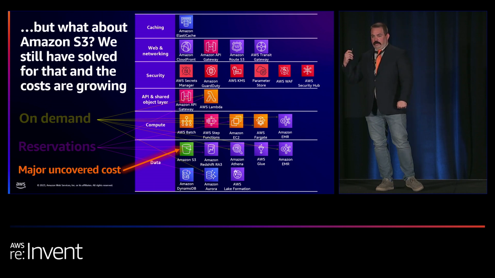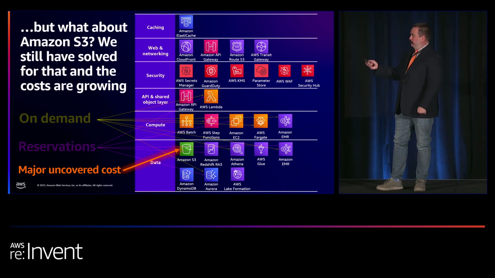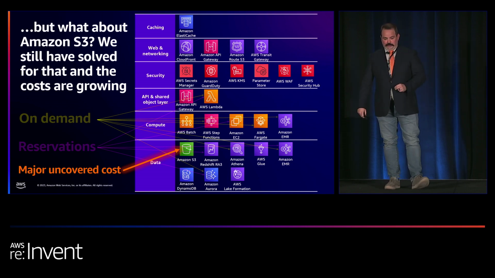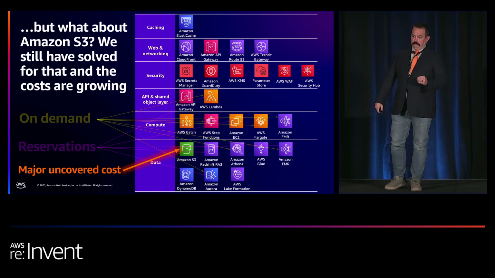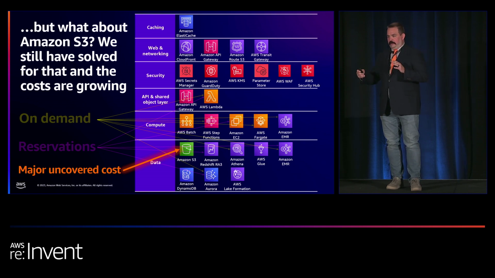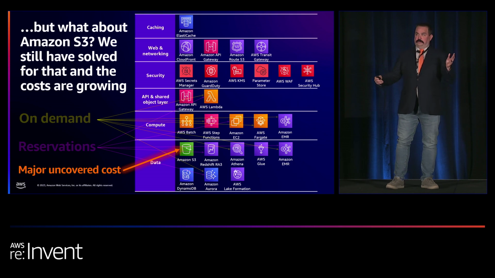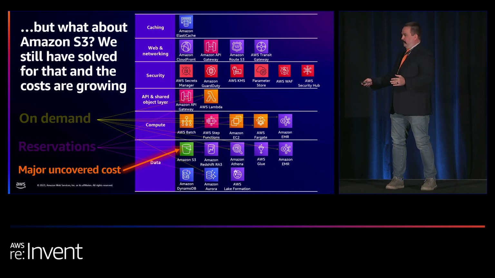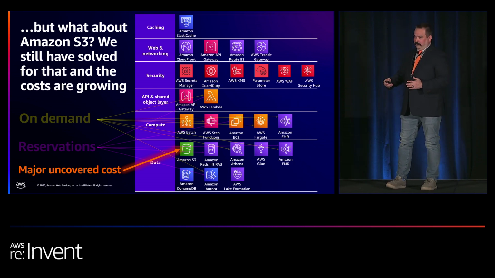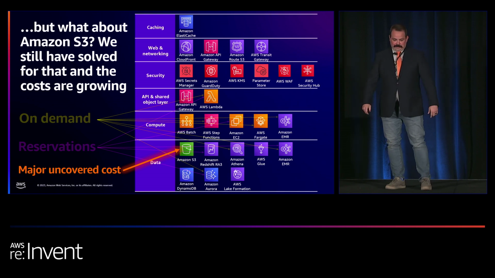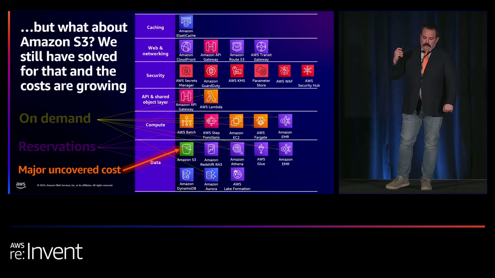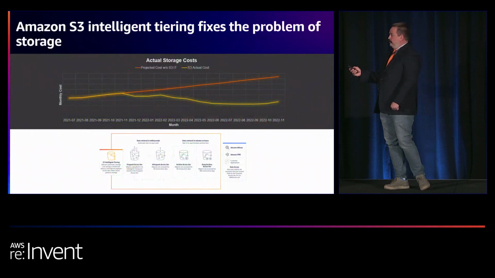But if you were looking closely at the previous slide with all the arrows, there was one place that did not have an arrow, which was S3, which was a major uncovered cost. So anybody who's doing data at scale is going to know that S3 really creeps up on you. You think 0.023 cents per gig, this will never cost me any money, but when you're talking about 15 petabytes, that ends up being a pretty significant sum of money. So this is something that we had to control for still.